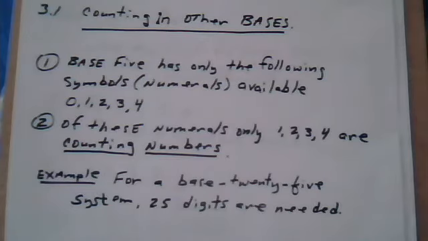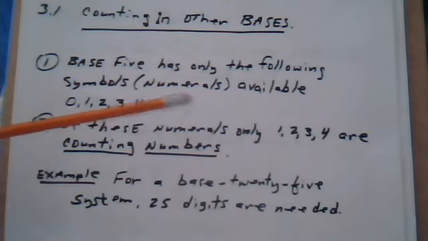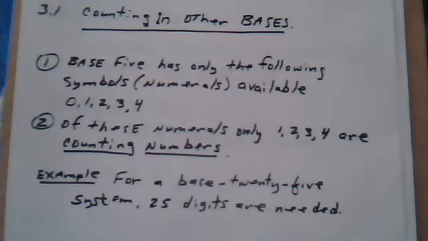Counting in other bases. Base 5 has only the following symbols, numerals available. 0, 1, 2, 3, 4. 5 symbols. Of these numerals, only 1, 2, 3, 4 are counting numbers. And the reason we mention counting is because of the problem we're going to be working shortly. The counting ones, even though these are all base 5, the ones you count with are 1, 2, 3, 4.